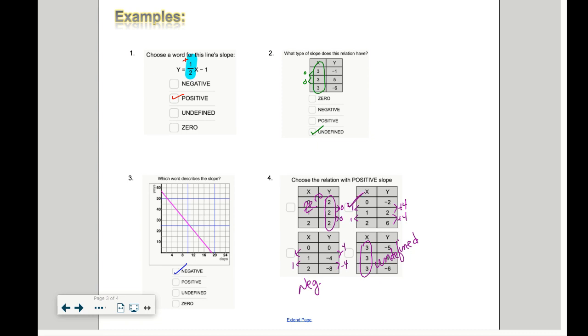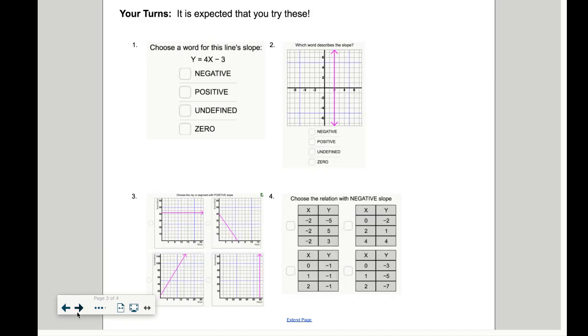So you're looking at equations, tables, and graphs. So now, here are 4 your turns. I would like you to give these your best shot. They're not hard. You can do this. And we'll start here in class.